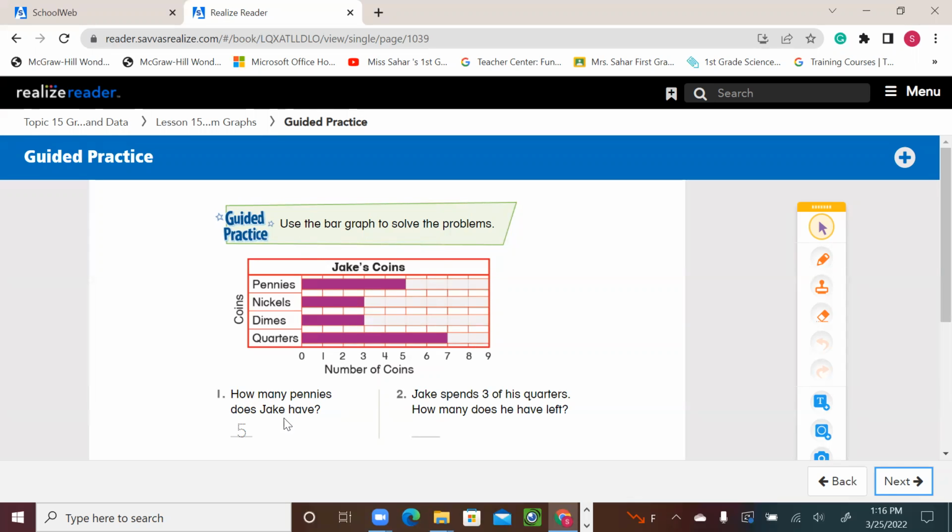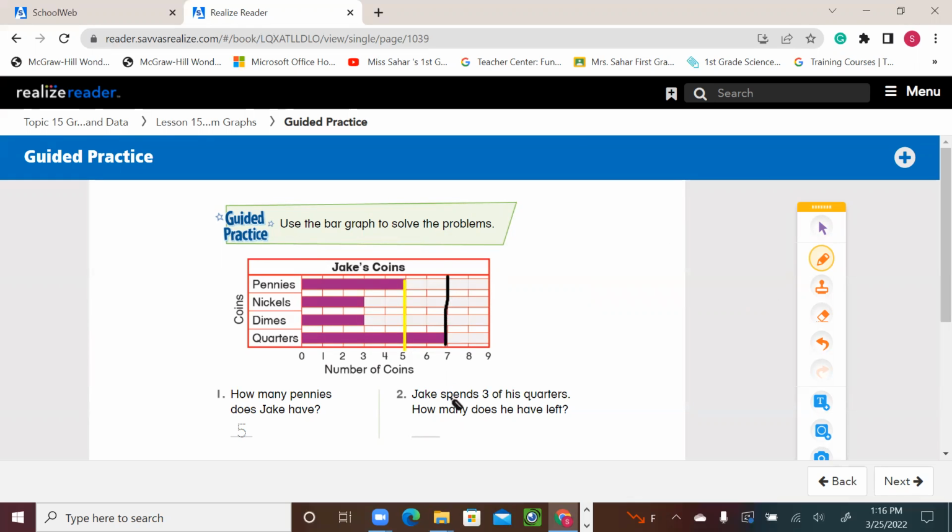How many pennies does Jake have? Look at the pennies. I know it starts from here, stops at 5. So if I use a different color, I can just draw a line here to see that he saved 5. Let's see the next question. Jake spends 3 of his quarters. How many does he have left? So I'm looking at the quarters. Let me use a different color. How many? He has 7.